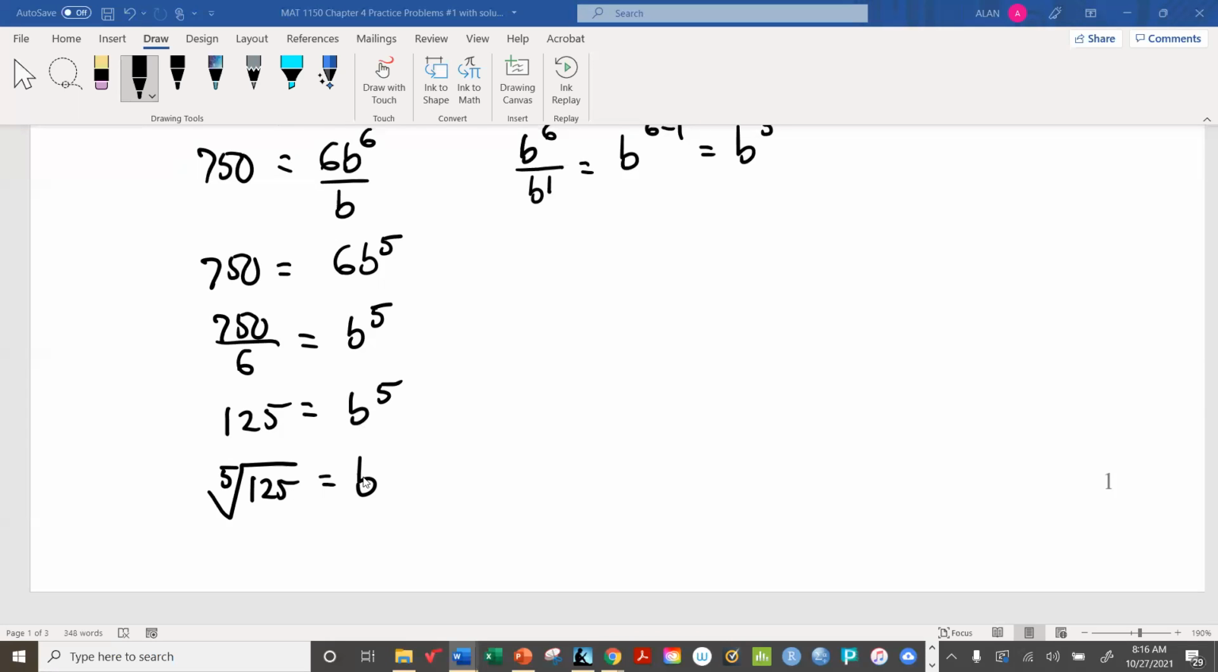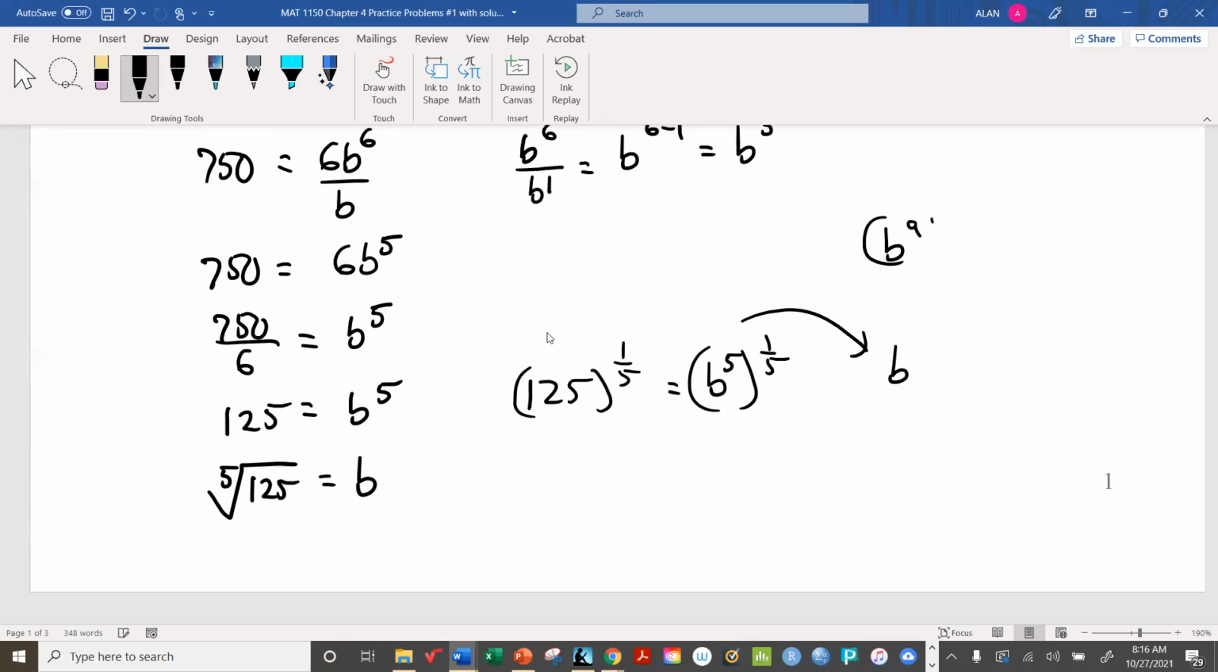In order to solve for b, what I've done is this. And remember, whatever you do to the left-hand side, you have to do to the right-hand side. So why am I doing this? Because this expression is going to just be b, okay? In other words, when you have b raised to a power, which is in turn raised to another power, let's not use those letters. Let's try it this way. b to the x power raised to the y power equals b to the xy power.